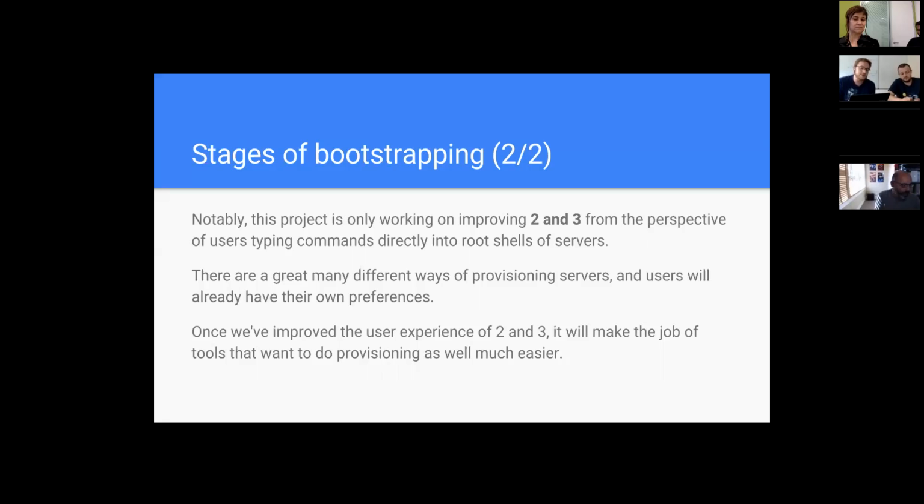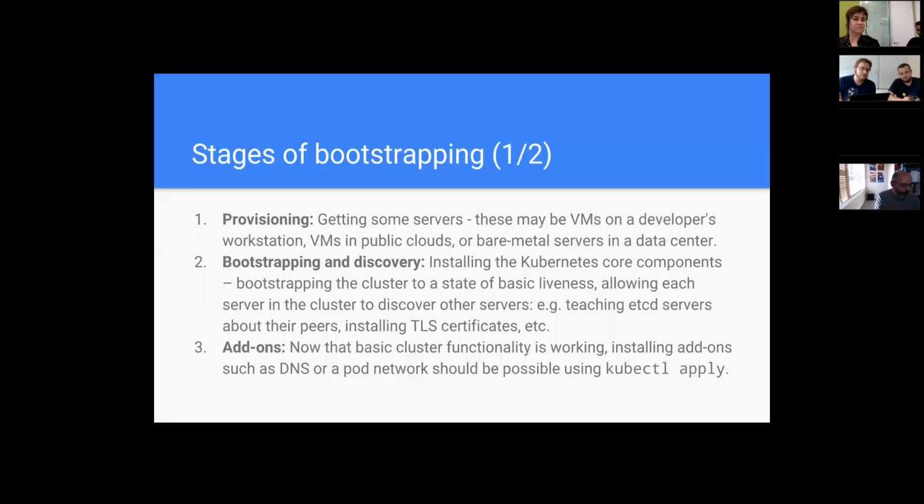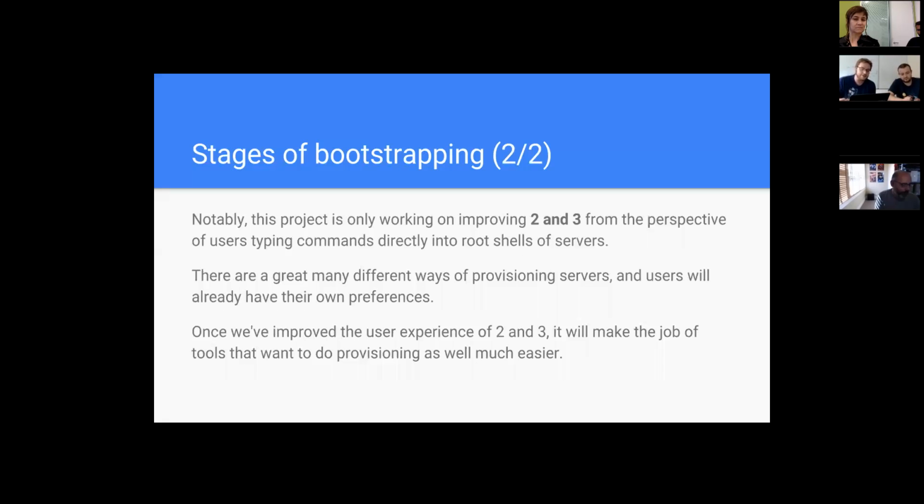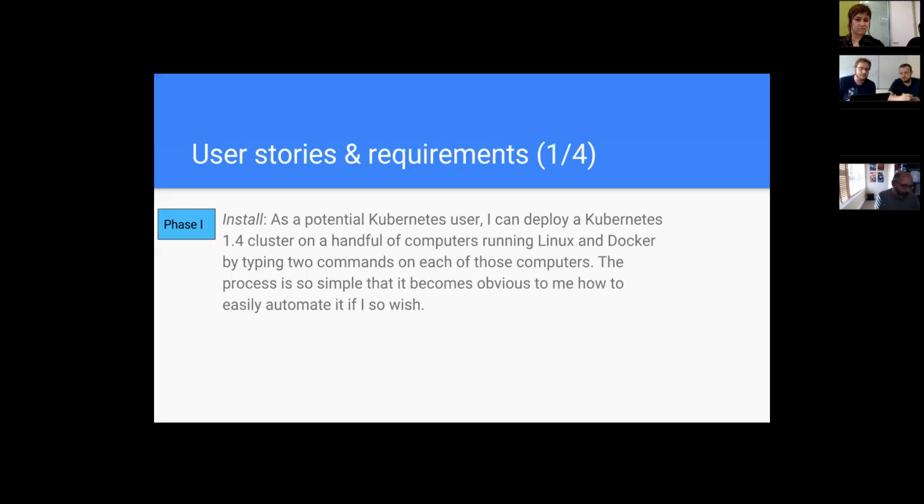And we know that users will have their own preferences, but once we've made 2 and 3, discovery and then add-ons, much, much easier, it will make the job of tools that want to do the provisioning much easier. It'll also become self-evident to users who want to automate it with their own choice of Chef or Puppet or whatever, once they can see the new easy way of installing Kubernetes.